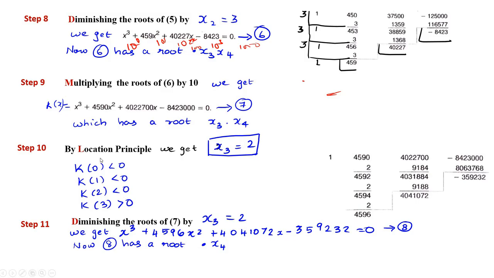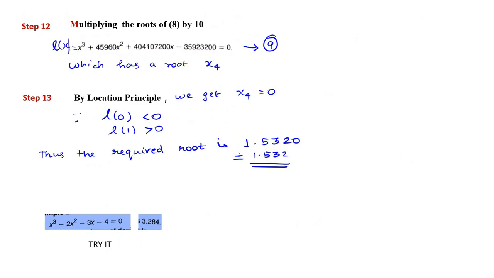Then LD diminish. So having got x3 as 2, you'll have to perform synthetic division with 2. So this is what you get, such a big number, and you have to write that, and that must be having a root of the form point x4. So if you multiply the roots by 10, that is the next step, LDM. So multiplying the roots of this one by 10, this is what you get. This one has a root x suffix 4.